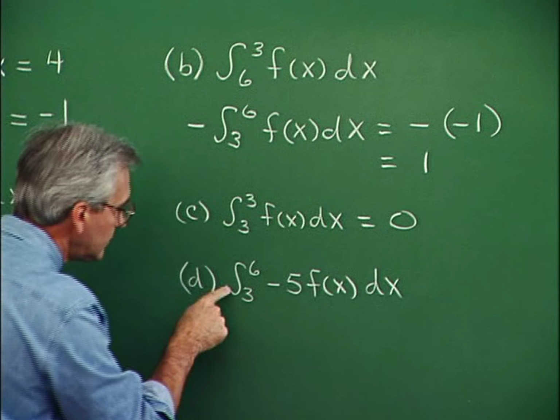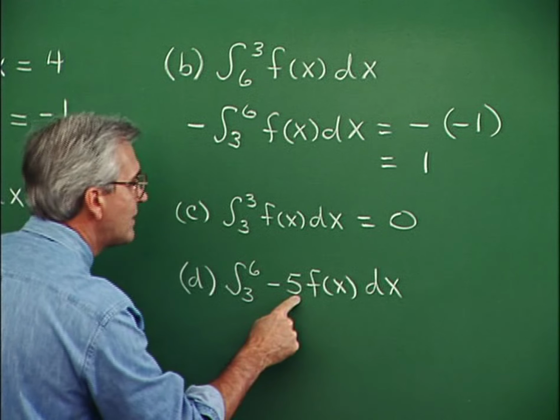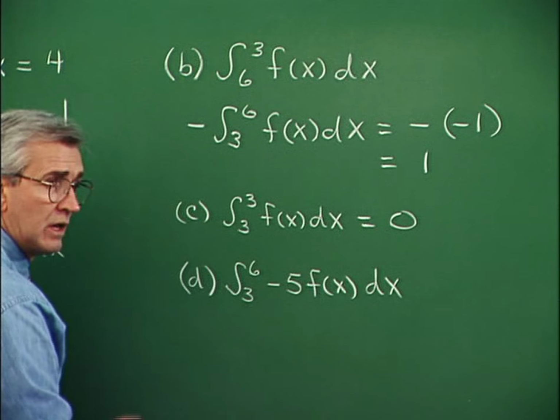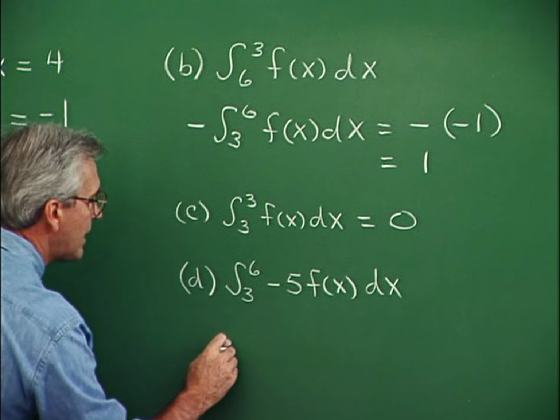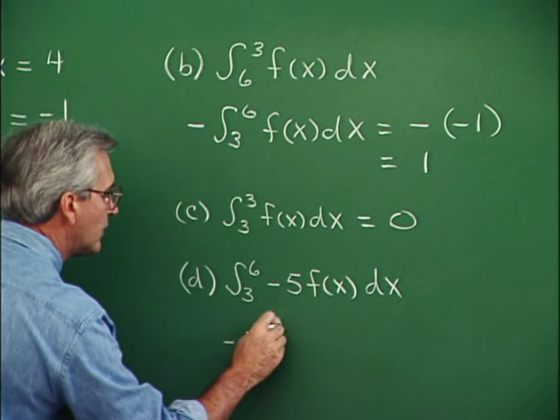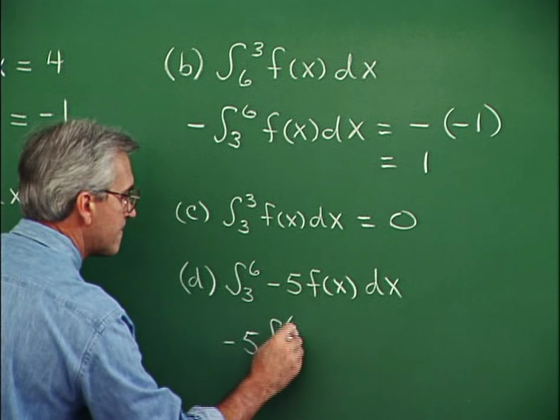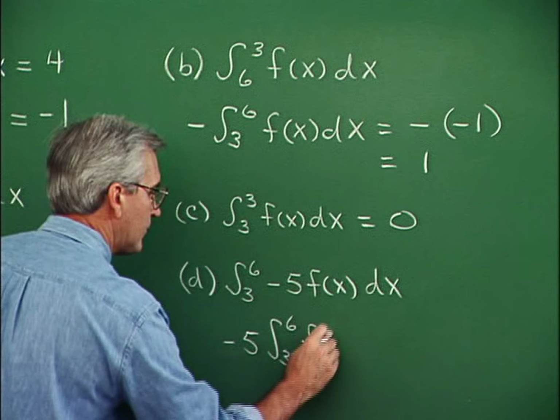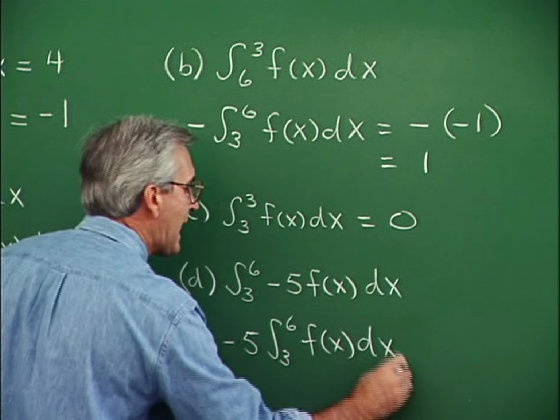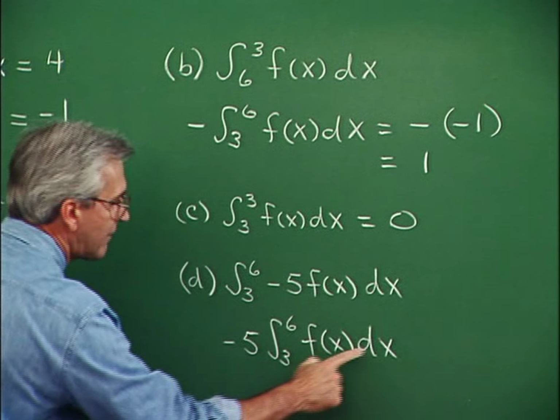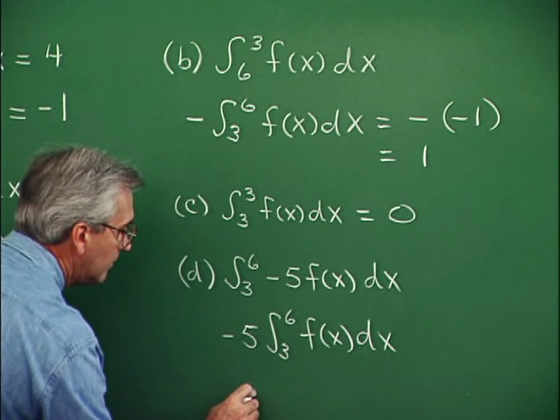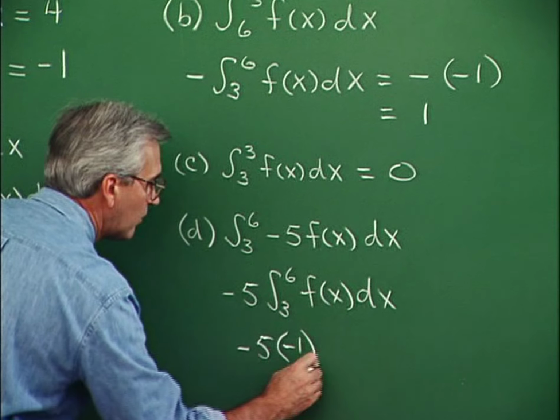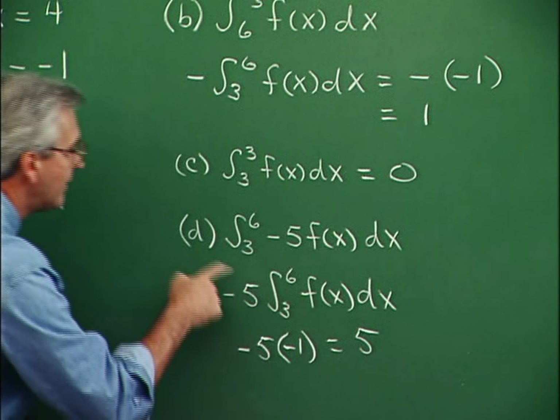Now, the integral from 3 to 6 of -5 f of x dx means that we can take this constant coefficient and we can stick it outside of the integral notation. And the integral from 3 to 6 of f of x dx was given as -1. So this is -5 times -1, or 5 as the integral.